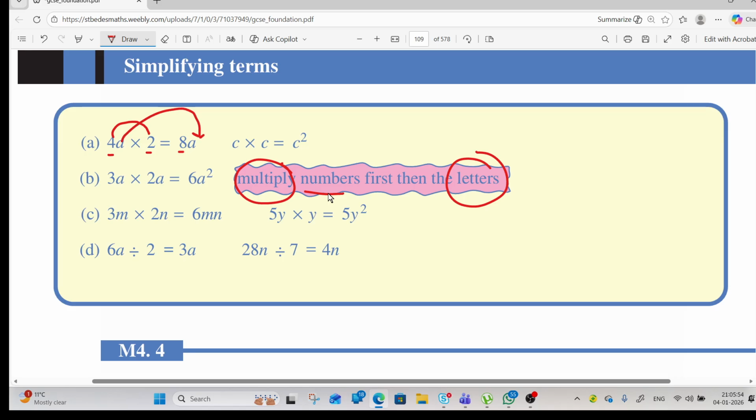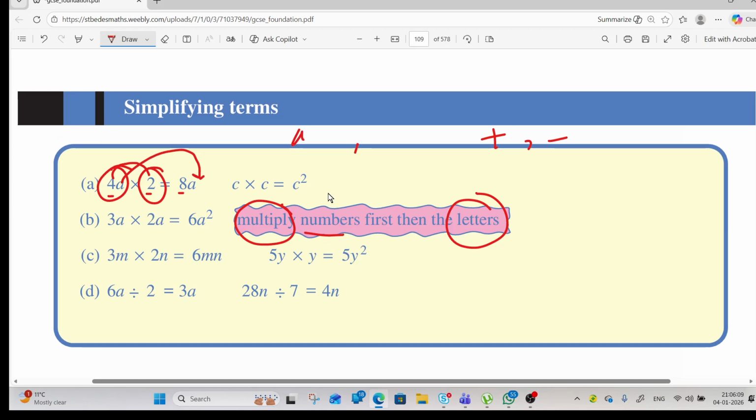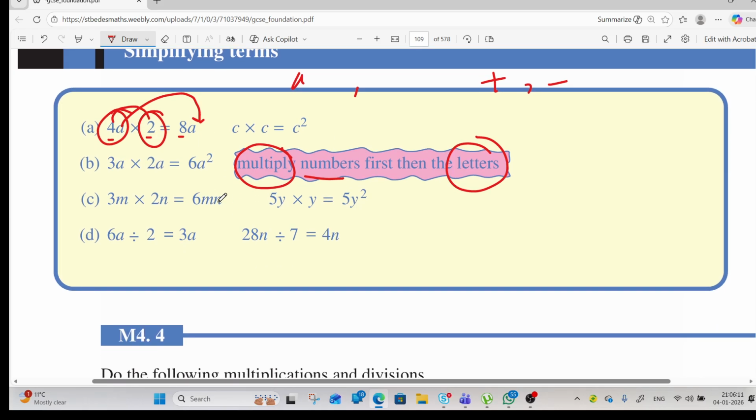So the rule for like terms is only for addition and subtraction. We can multiply unlike terms. For example, 4a and 2 are not like, right? They are unlike. One has a, the other does not have a. But we can multiply them. We can multiply like or unlike or any two terms. For multiplication, that is not the rule.